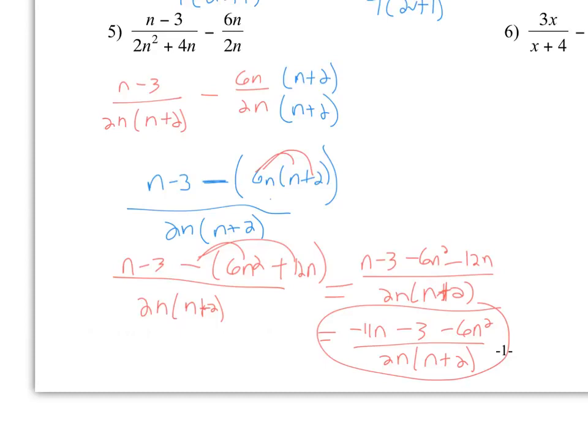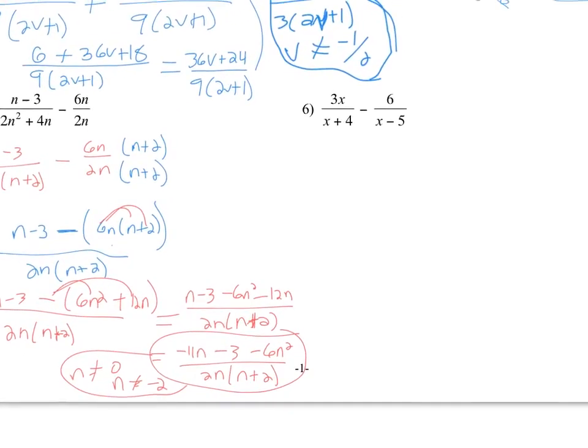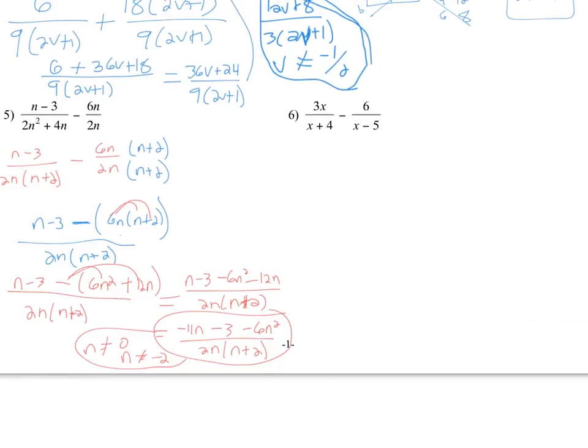We've got to state our exclusions. Remember that n cannot be 0, because if n is 0, then 2n is 0, so n can't be 0, and n cannot be negative 2. So we've got to include those in our answer as well. All right, moving right along.